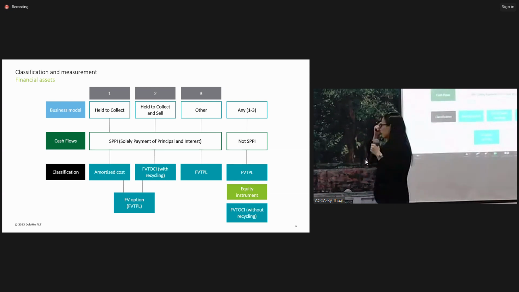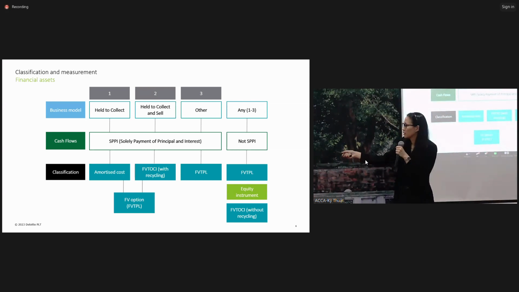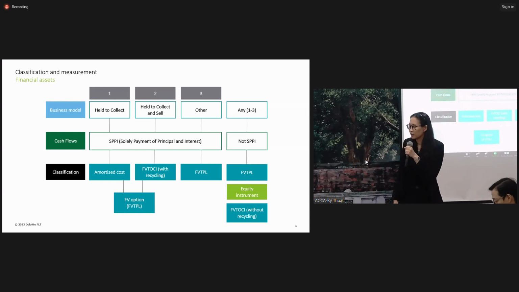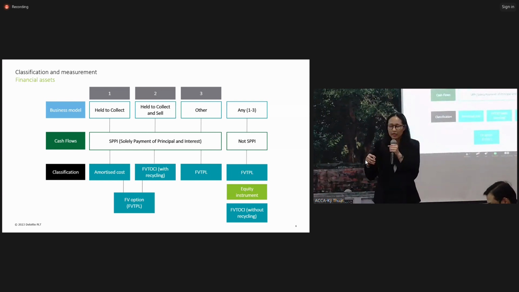Then fair value to OCI. One category here that we may see is bonds, right? They could be held to collect because they have contractual cash flow of principal and interest, but I may sell my bond because it could be a quoted bond that I could just sell eventually. So bonds may actually fall into fair value to OCI with recycling. Now for AFS in IAS 39, they are basically saying that if you designate it for AFS, then you do AFS, which is fair value to OCI.